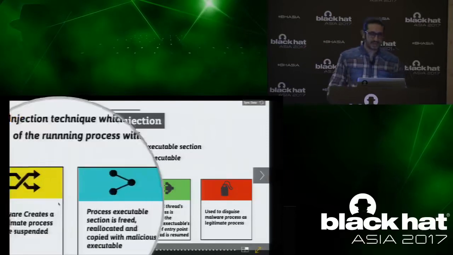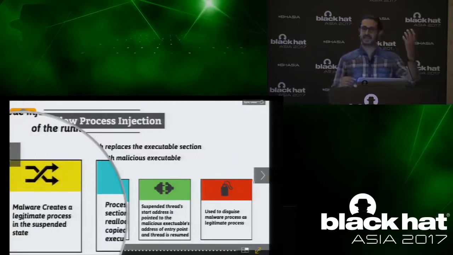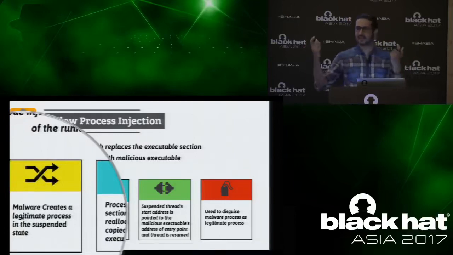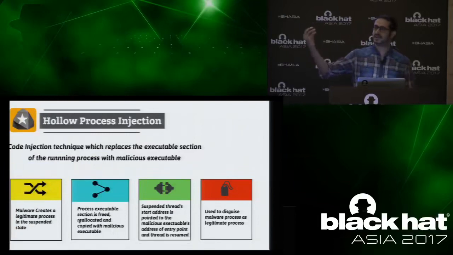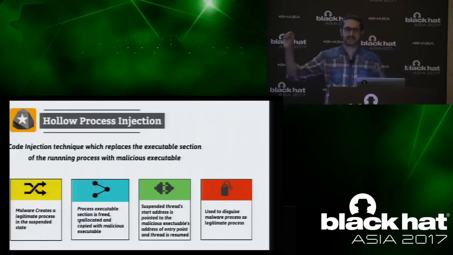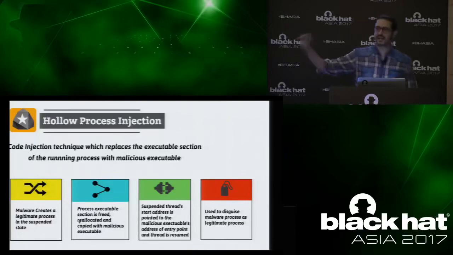So how does it work? Normally, there is a malware process which creates a legitimate process in the suspended mode. As a result of that, the legitimate process executable is loaded into the memory. That process executable section is hollowed out. We call it deallocating the memory. We call it hollow out. And then new memory is allocated, and the malicious executable is injected into that region.